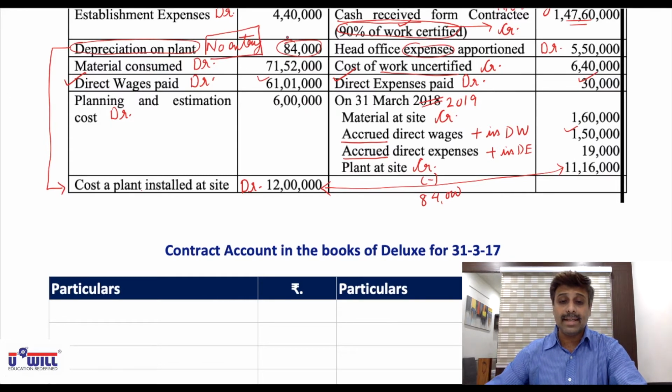How come it automatically gets recorded? You debit 12 lakhs for the plant at site, closing value of plant you credit 11 lakh 16,000. So the difference of the two amounts automatically represents depreciation. So a separate entry for depreciation is not to be passed.